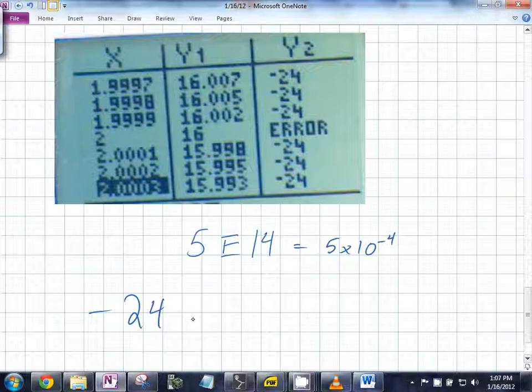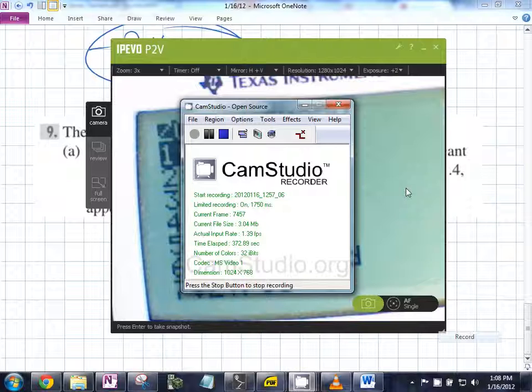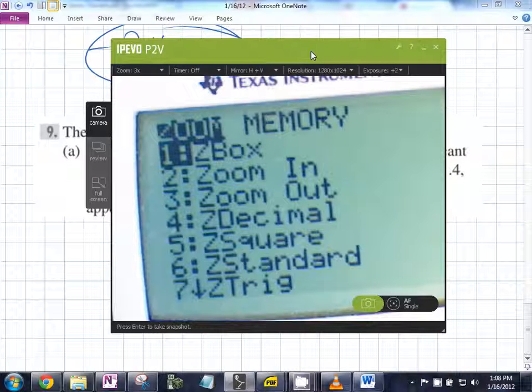What zoom should I use? Nope. Which zoom option should I choose? Calculator's down, hands up. What zoom option should I use? Nope. Nope. Nope. No. Zoom trig. It makes marks at pi over 2, which is really nice. And look what happens here.